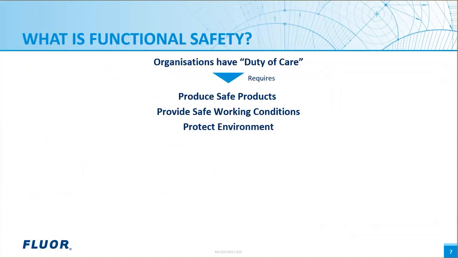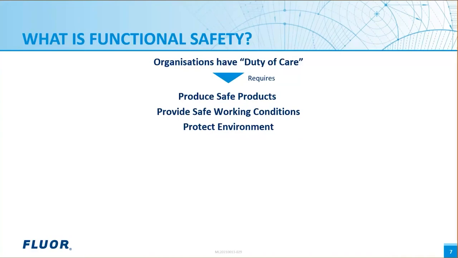Thank you, Allie. Today's safety topic is on functional safety. What do we mean by functional safety? And what are the key issues involved in the development of functional safety systems? The need for functional safety, as with all safety matters, is underpinned by the concept of duty of care in law, such as the Health and Safety Executive in the UK or the European Machinery Directive in Europe, which requires that organizations must produce safe products, they must provide safe working conditions, and also protect the public. And they also need to protect the environment, all, of course, so far as reasonably practicable.